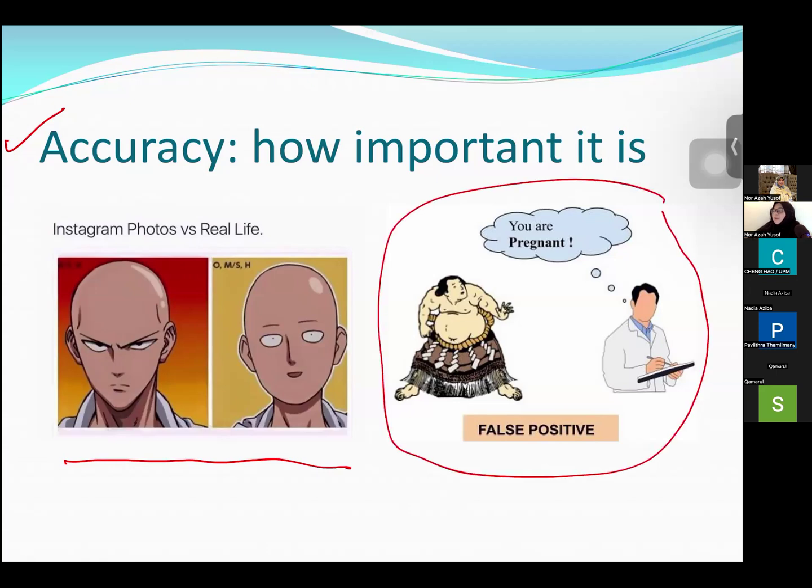Because why? If you're not really accurate, if you define the situation wrongly, let's say a medical doctor defines pregnancy as big belly, then it might lead to a false positive or false negative. So how we characterize, how we interpret the data is very important, because if it is not accurate, then it leads to a wrong conclusion, right?